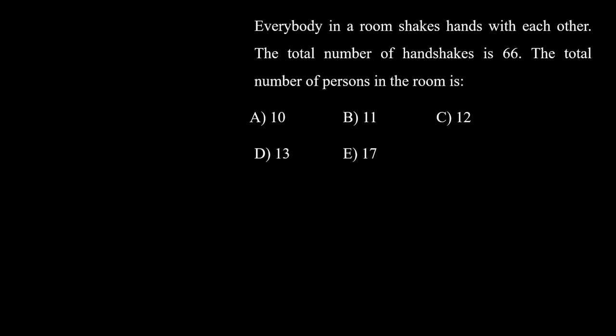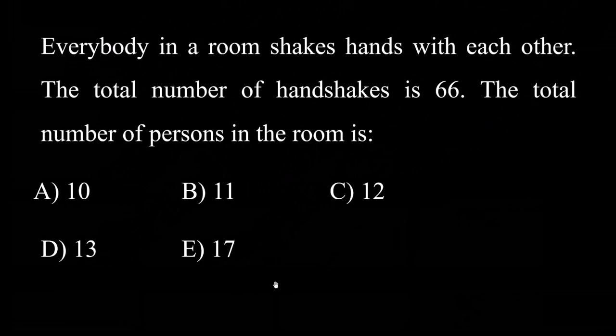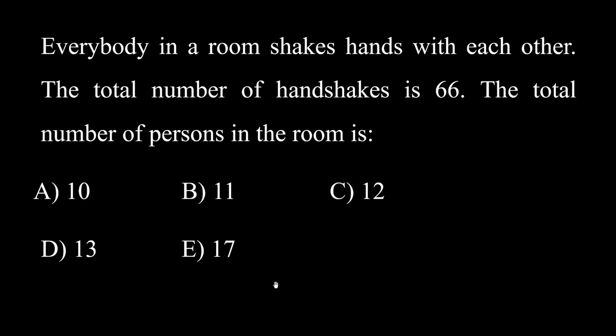Now, handshakes. When two people meet, they give a handshake. A gives to B or B gives to A, it's one handshake only. Some people argue, sir, first A gave to B, then B gave to A. Generally that doesn't happen. Practically, when people meet, they give a handshake, that's it.